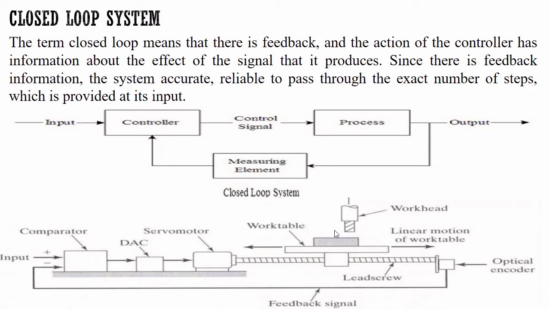When the tool and workpiece come to the correct position, the optical encoder is a sensor that gives the information to the comparator and the motor, so that the workpiece and the tool are in the correct position. Now you can perform the operation.